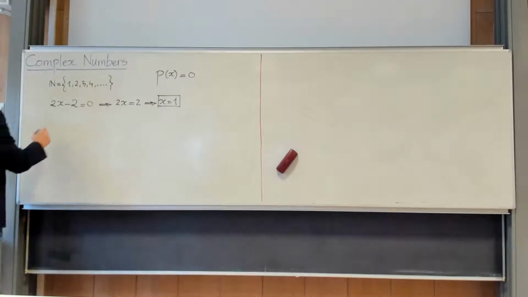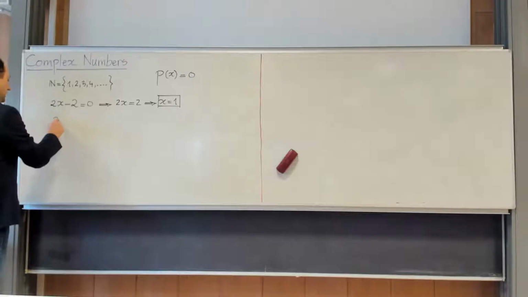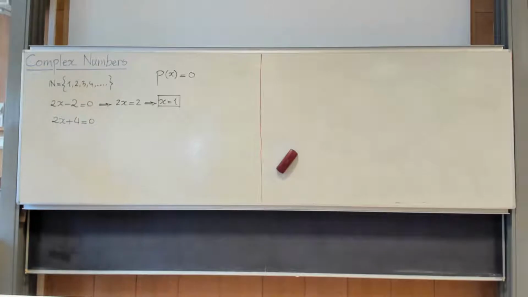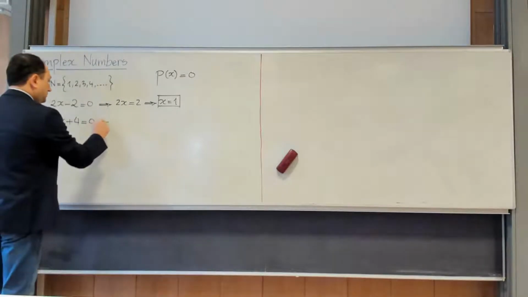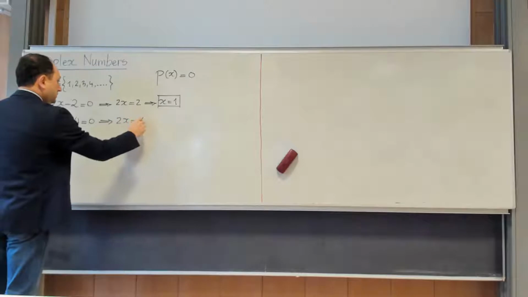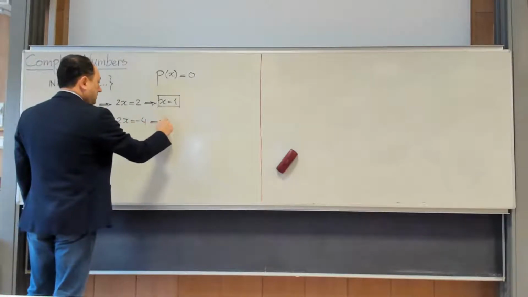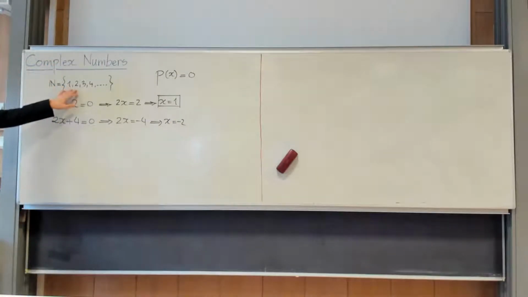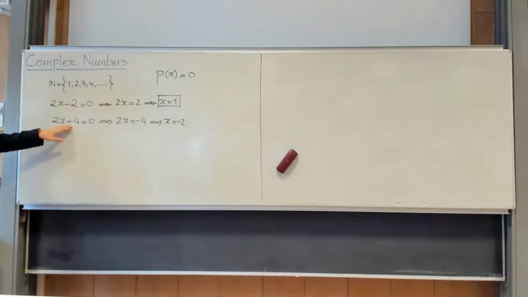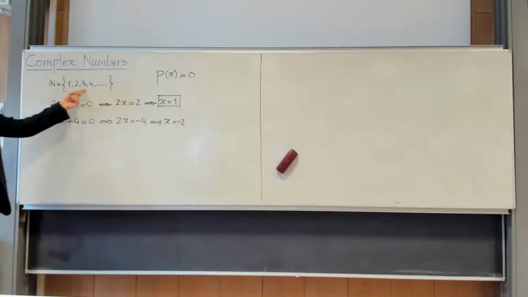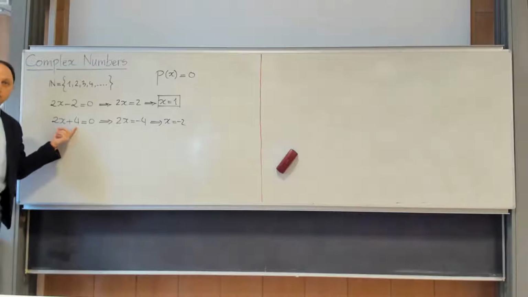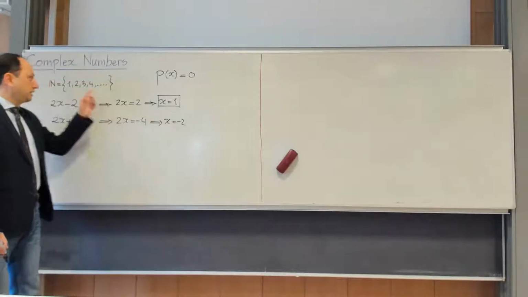For example, if I go and solve this problem, 2x plus 4 equals 0, then of course you know the answer. I move 4 to the right, it becomes negative 4. Then I divide by 2, it becomes x equals negative 2. So it means that if you do not include negative numbers in your set, then you will not be able to solve this equation. If you just restrict yourself only to these numbers, you would say that there are no solutions for this equation because the only solution is a negative number and this is not there.